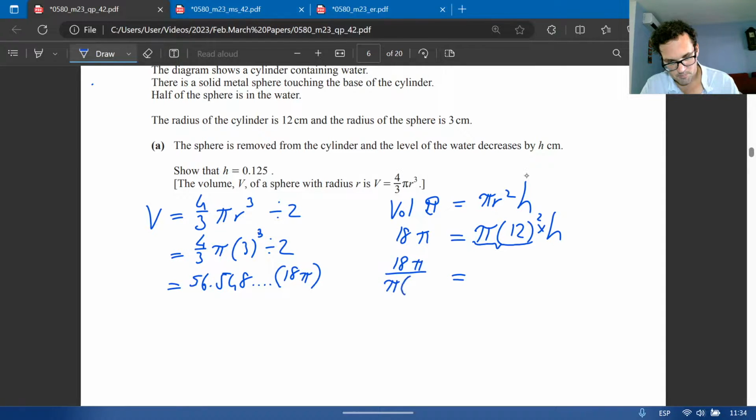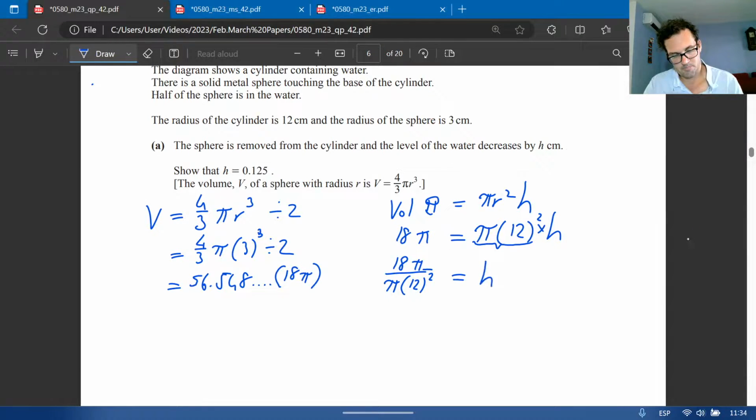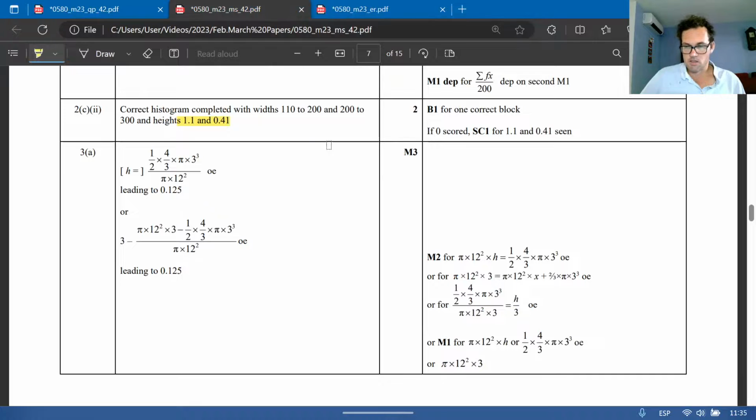I mean, you can do 12 squared is 144, is 144 pi. Anyway, this is what we're going to do. We're going to do 18 pi divided by pi times 12 squared, which is 144. Bam. So the height is 0.125. You need a bit of an imagination here to figure out.